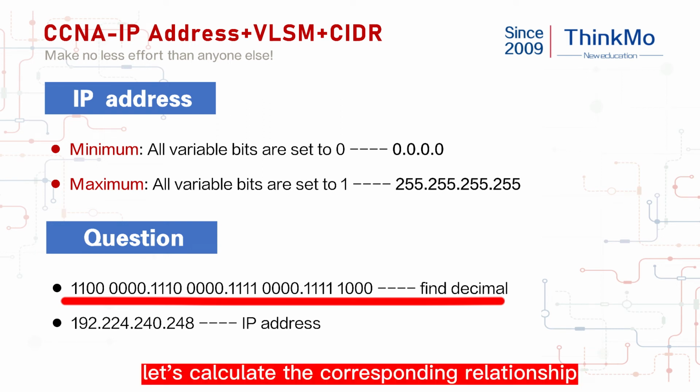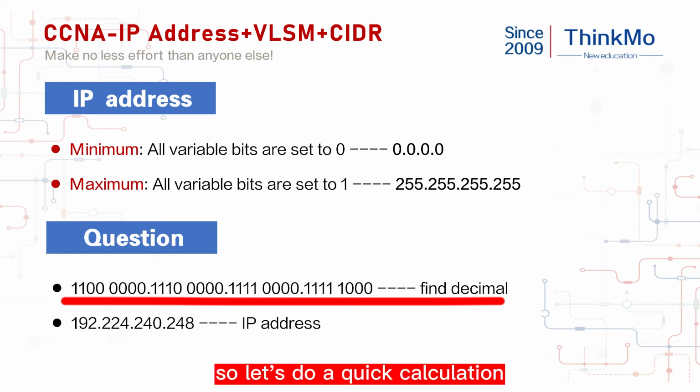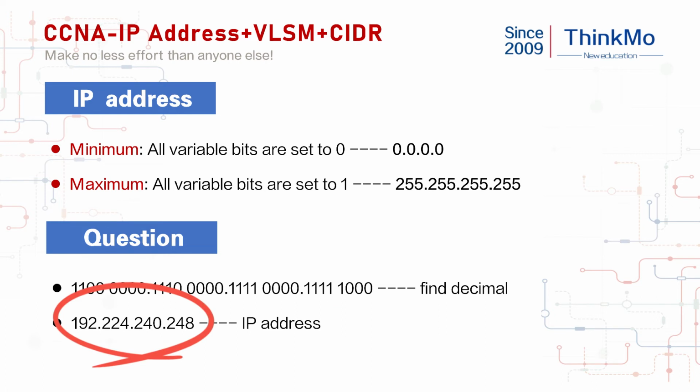Let's calculate the corresponding relationship in decimal. Just add the first 2. Add the first 3. Add the first 4 bits. Add the first 5 digits. So let's do a quick calculation. 192.224.240.248. First of all, it must be correct.